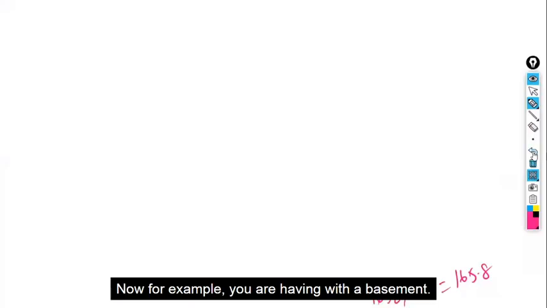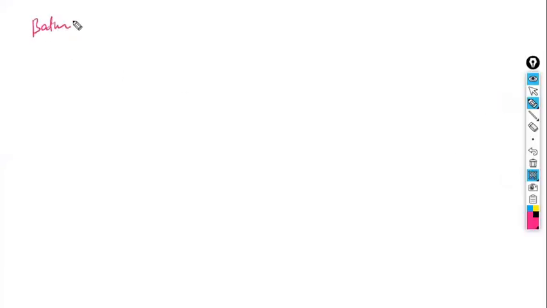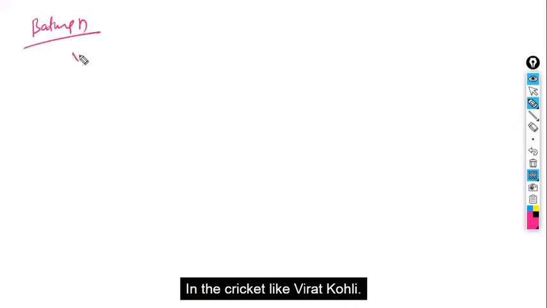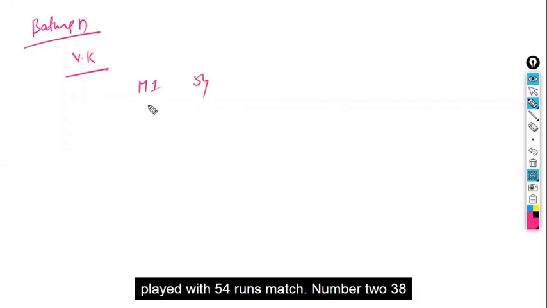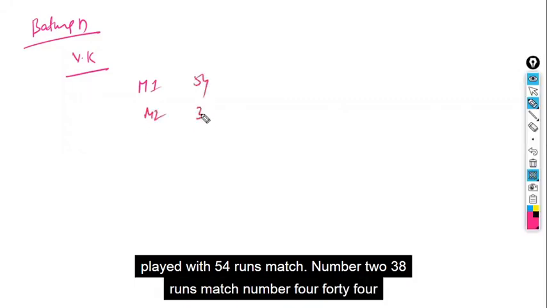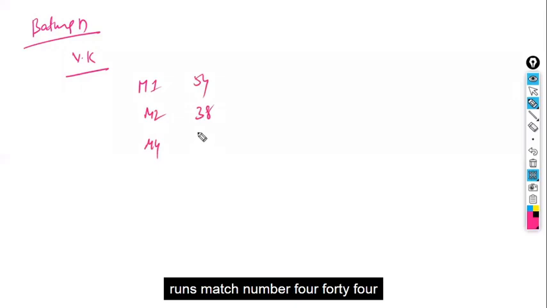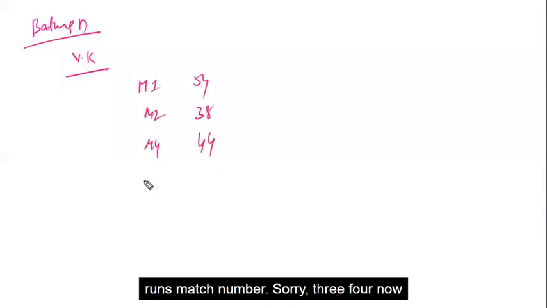Now, for example, take a batsman in cricket, like Virat Kohli. Virat Kohli, match number 1, he played with 54 runs. Match number 2, 38 runs. Match number 4, 44 runs. Match number 3, 4.